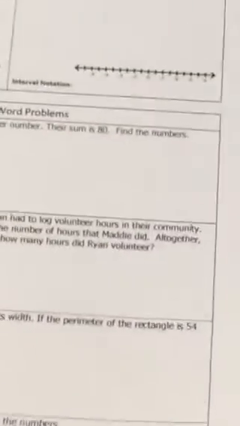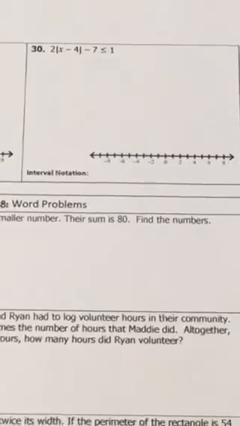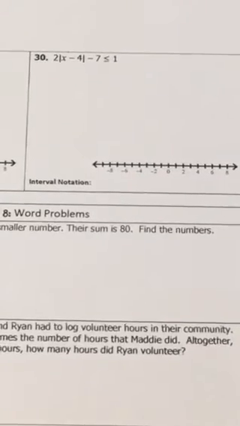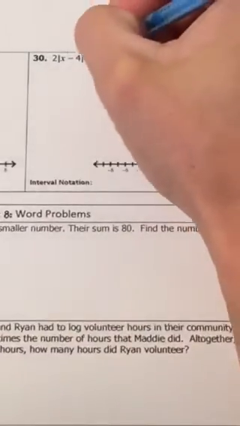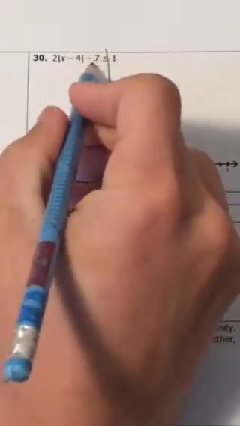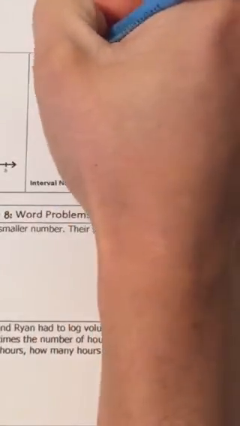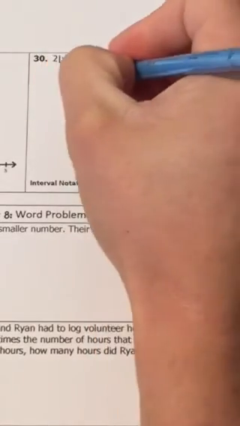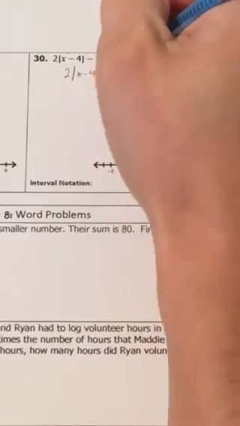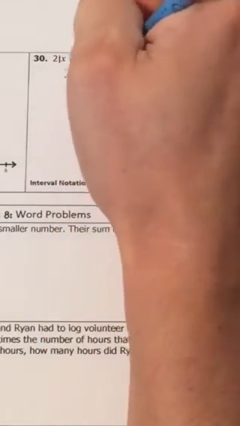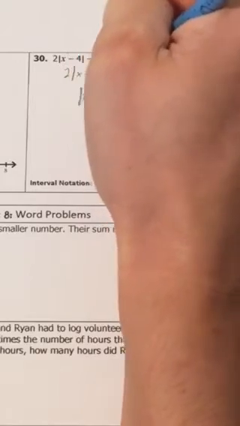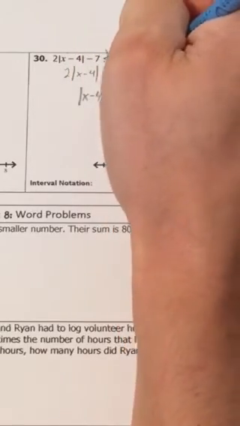And then hopefully, I'm going to stop this video after this next problem. Okay, so one more, we're going to isolate my absolute value sign. So I'm going to add 7 to each side, so I have 2 absolute value of x minus 4 less than or equal to 8. I'm going to divide by 2, so I have absolute value of x minus 4 less than or equal to 4.